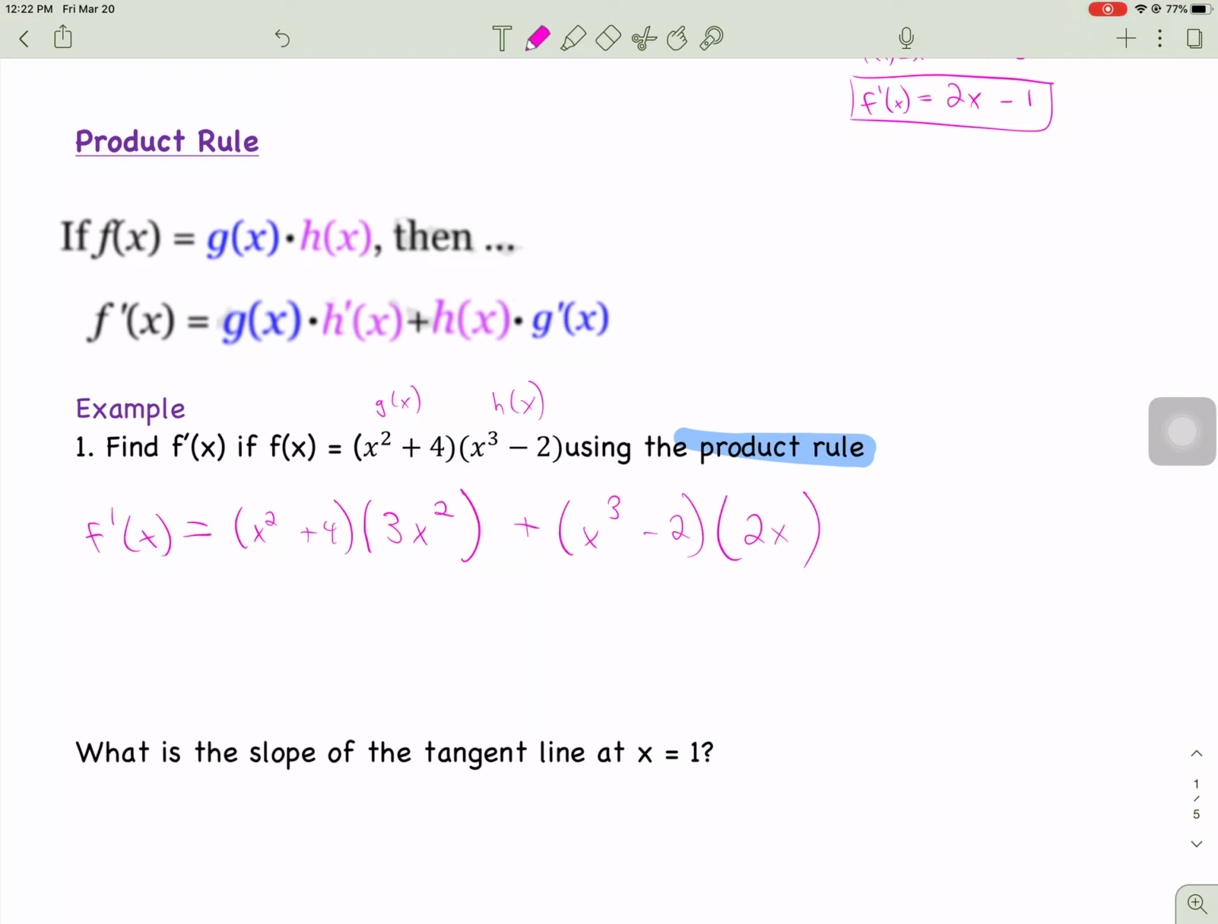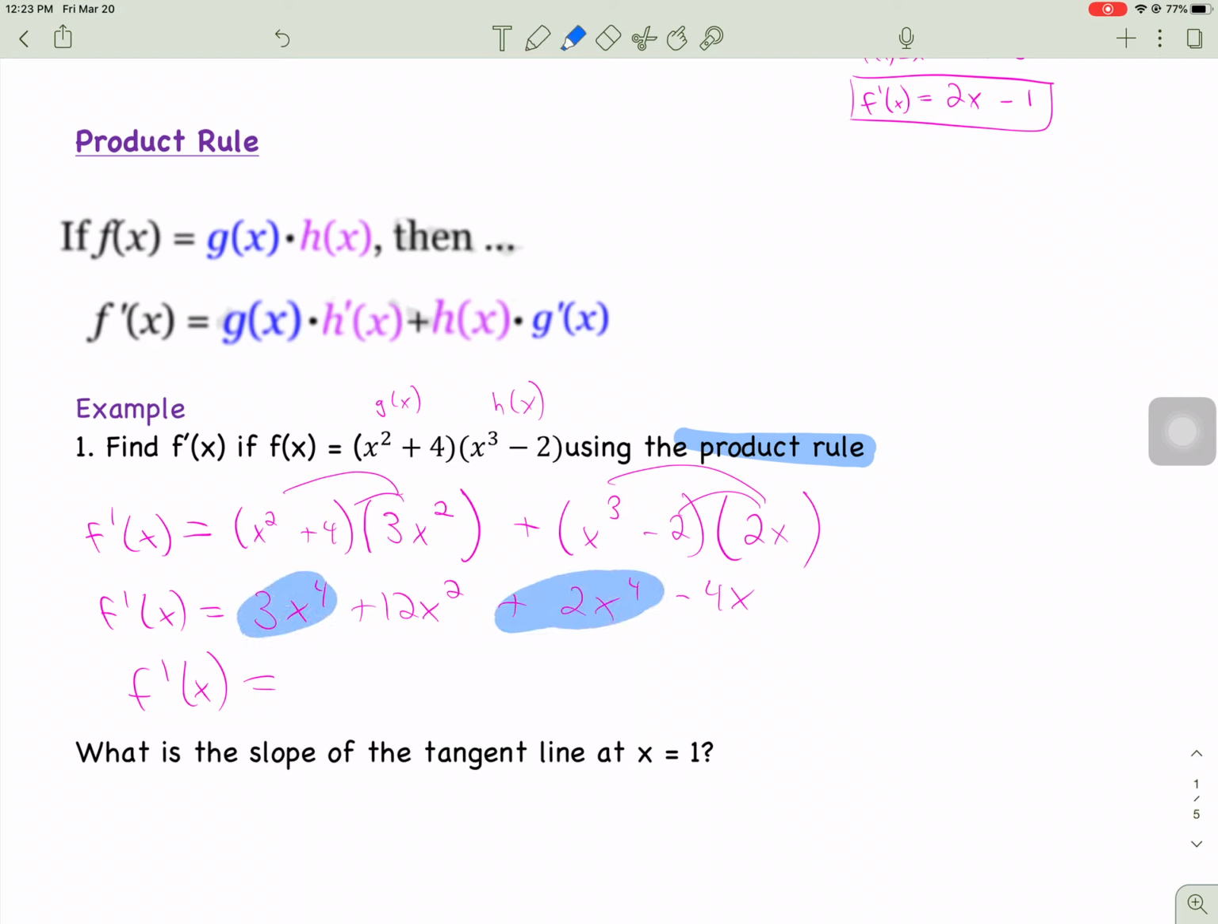Okay, now this looks kind of gross, so we actually still are going to have to do some work. So f prime of x equals, well, let's just simplify this now. We get 3x to the 4th plus 12x squared plus 2x to the 4th minus 4x, which means that f prime of x equals, well, 3x to the 4th and 2x to the 4th. We get 5x to the 4th plus 12x squared minus 4x.